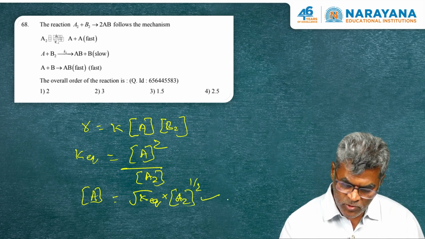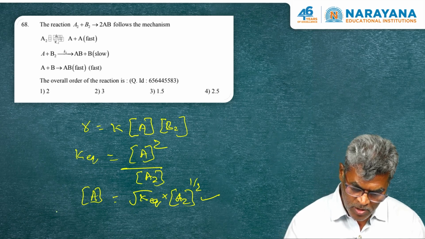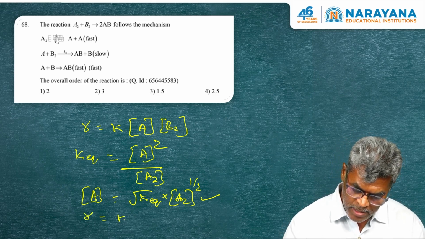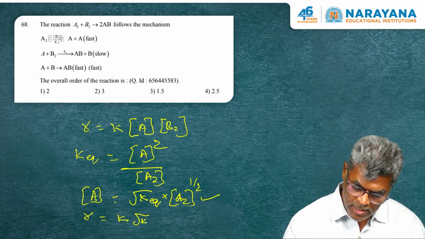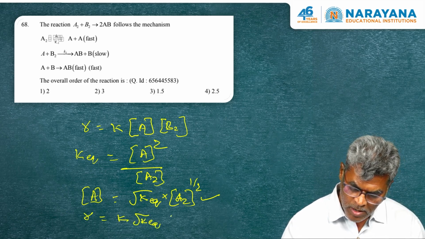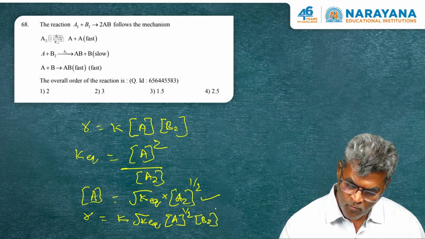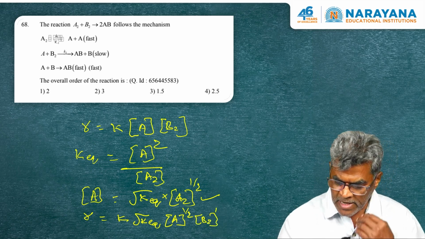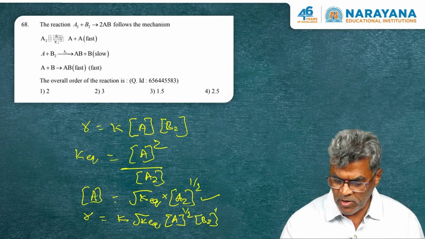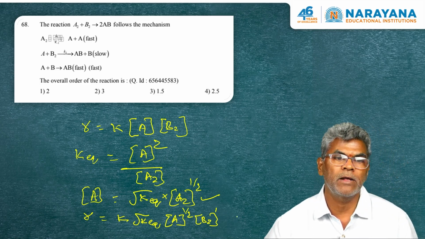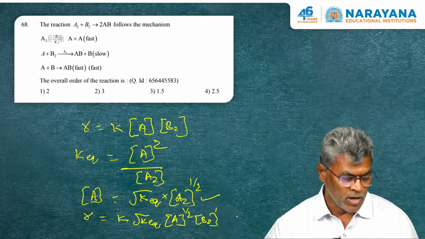This equation, if you substitute in the rate expression again, what you are going to get is R is equal to K into under root K equilibrium and A2 to the power of half and B2 power of 1. So, order of the reaction is sum of the concentration powers, that is why 1 plus half, 3 by 2 you are going to get. So, 1.5 is the order, that is third option.